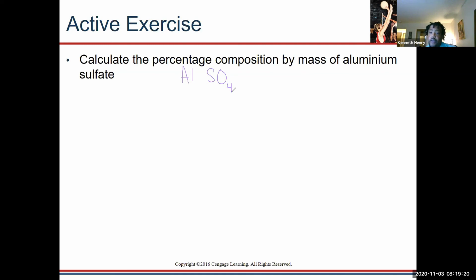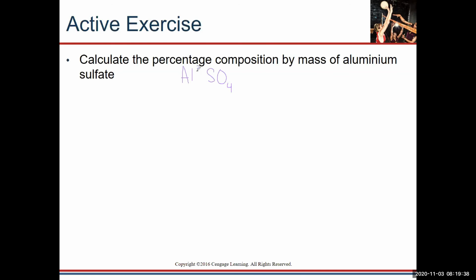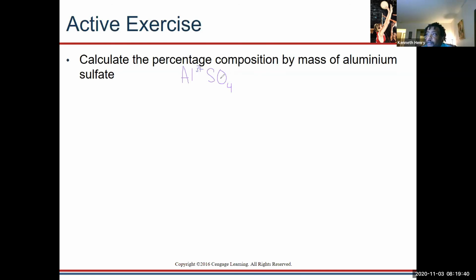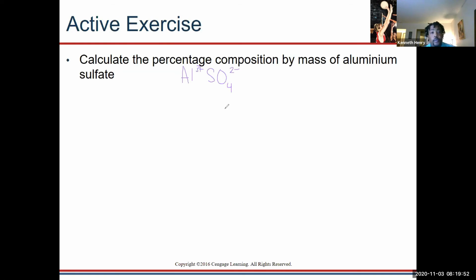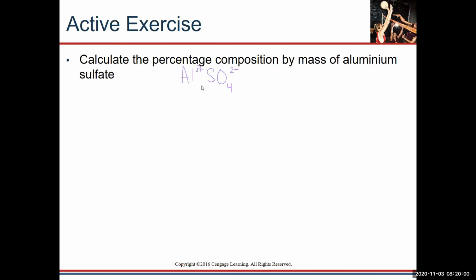So I would write that down on my periodic table. An ionic compound has to equal total charge of 0. So what is the charge on aluminum? Plus 3. And what is the charge on the sulfate? 2 minus. Okay, so how many aluminum will I need to balance out the sulfate? How many sulfate will I need to balance out the aluminum? 2 and 3.